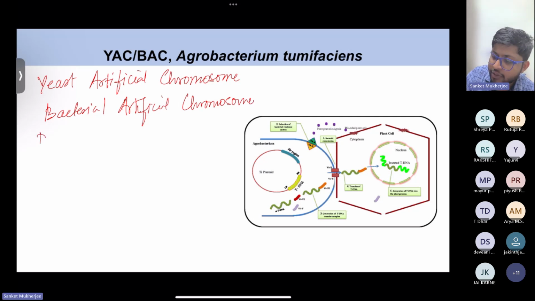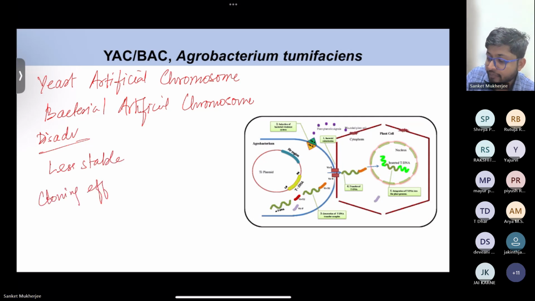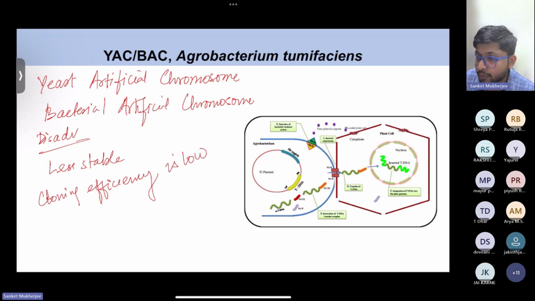The disadvantage of this is that whenever you increase the insert size, these plasmids or vectors become less stable, and the cloning efficiency drops. The cloning efficiency is basically, once you are trying to make a clone, what percentage of that mixture will have the positive clone. So the cloning efficiency usually is low in the case of these large artificial chromosomes.